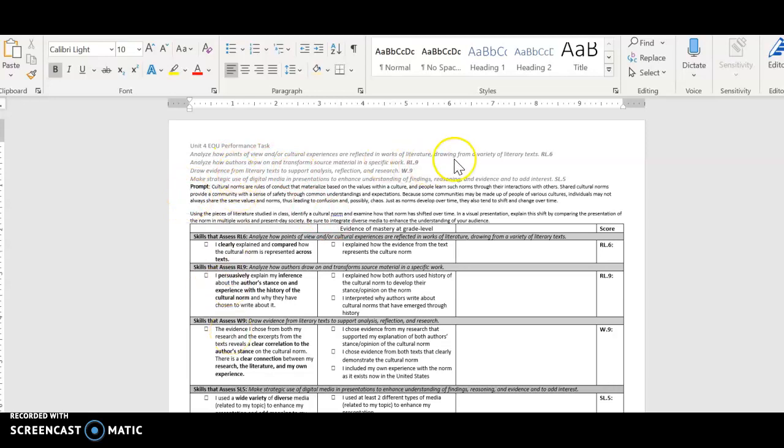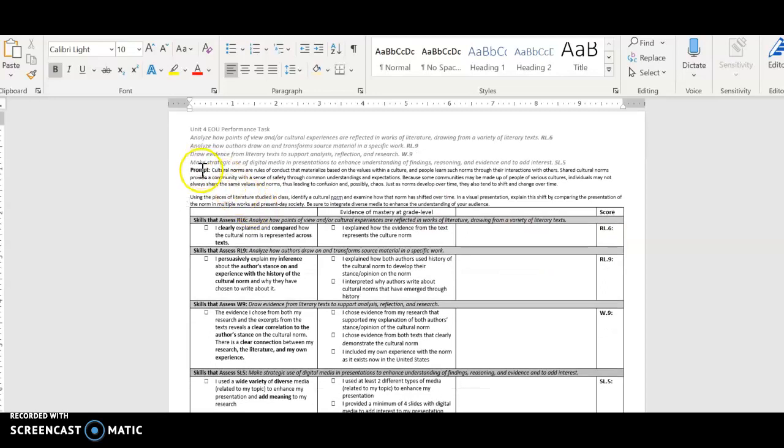If you look at the top, the skills that you're going to be using are the same skills you've used all quarter. The only change is this last part, make strategic use of digital media in presentations, because you're making a presentation. So basically, if you already are earning mastery scores on these 3, then you are good to go. You'll have the exact right information for this project.